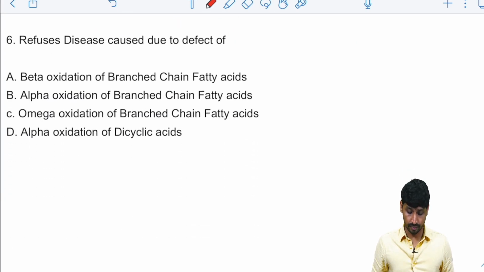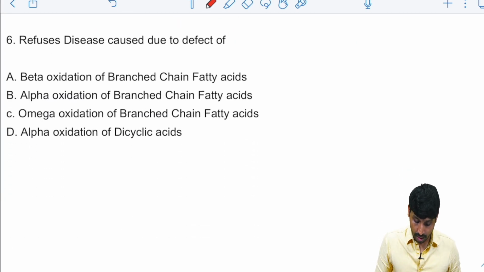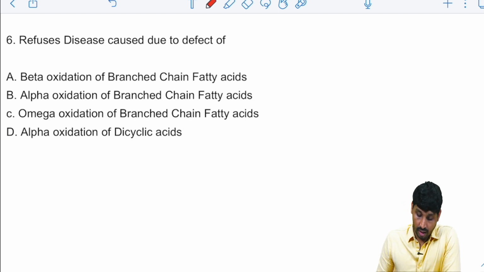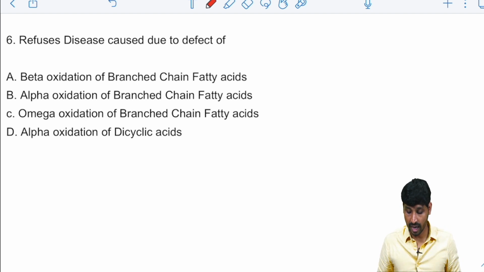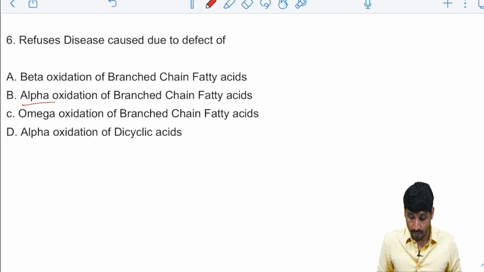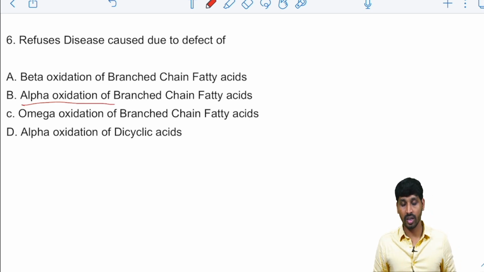And sixth question, sorry, here there is a spelling mistake. Refsum's disease is caused due to defect of. If you recollect, what is Refsum's disease? It is because of a defect of branched chain, because it is a disease related to branched chain fatty acids, that too alpha oxidation. Beta oxidation of branched fatty acids we have not seen. Omega oxidation of branched chain fatty acids, okay. Alpha oxidation of dicyclic acid, this is a ruled out option, right.